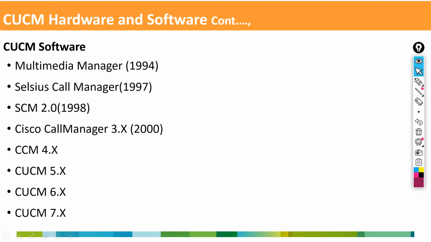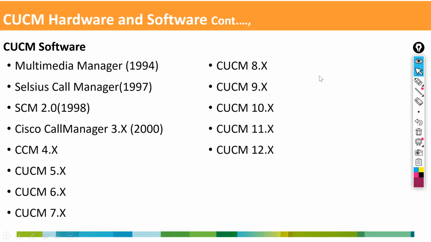Means in 7 you have both. Virtual also you can install, and I think in this one bare metal also you can install. I think from version 9, it is a completely virtual operating system. Okay. Then 10.x, 11.x, 12.x. The latest is 14.x.